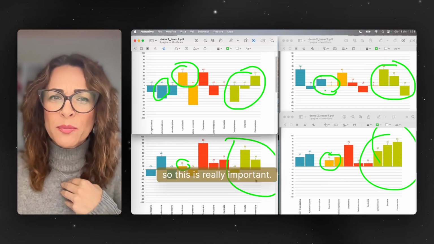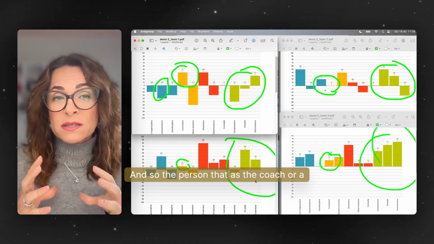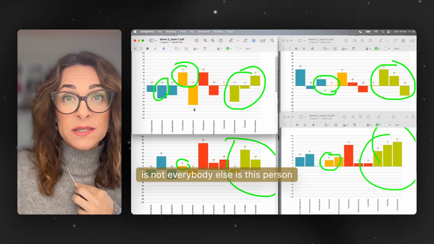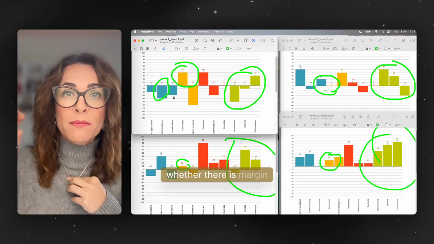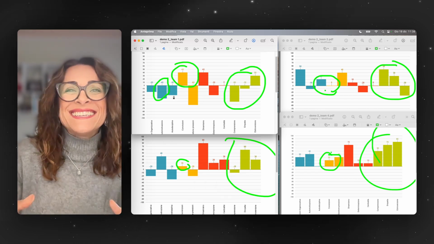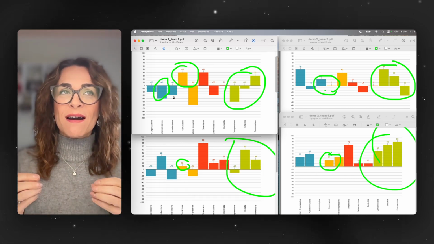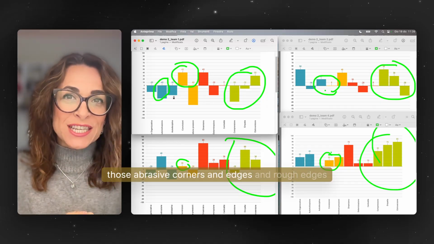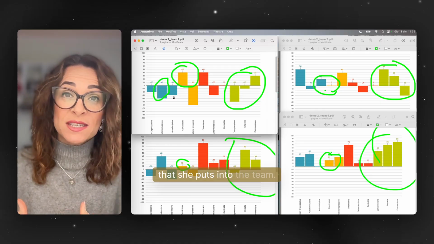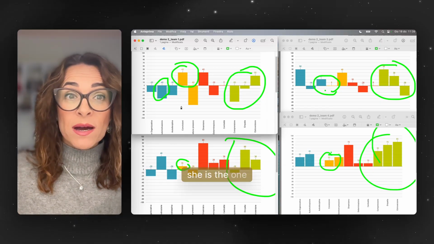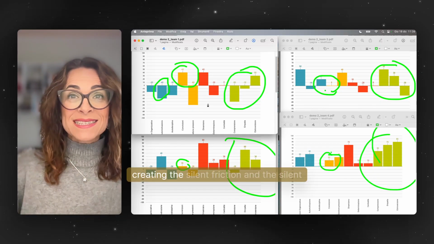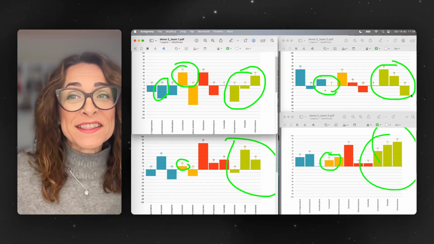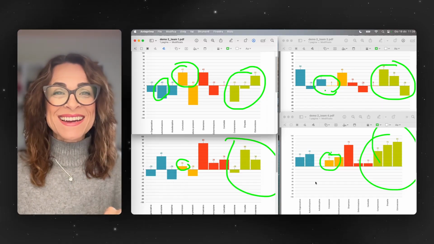Okay, so this is really important. And so the person that, as the coach or consultant, you would want to work with is not everybody else, it is this person. Try to understand whether there is a margin to create such bridges and to maybe soften those abrasive corners and rough edges that she puts into the team, right? Because she is the one creating the silent friction and the silent tension, because they do not create that. It's just not in their behavioral architecture.